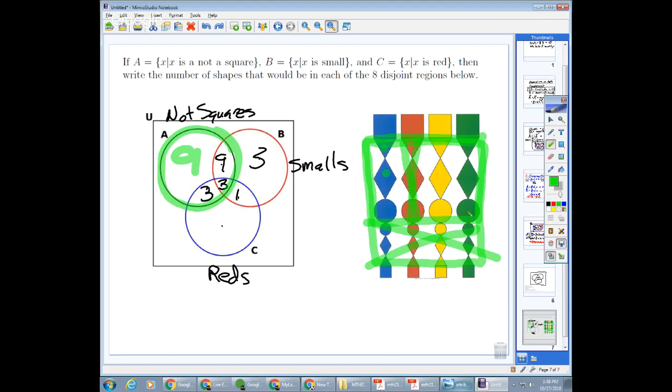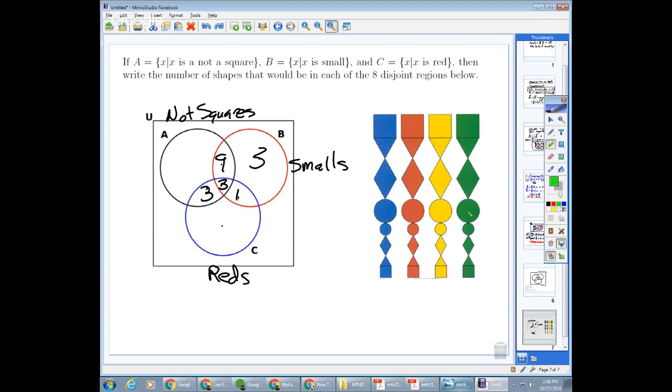So clean up our mess. 9 out here. All right. Ooh, blue circle. What goes in there? Reds. How many reds are there? Altogether, there should be 8 of them. We've accounted for 7 of them. So we think there's 1 right there.